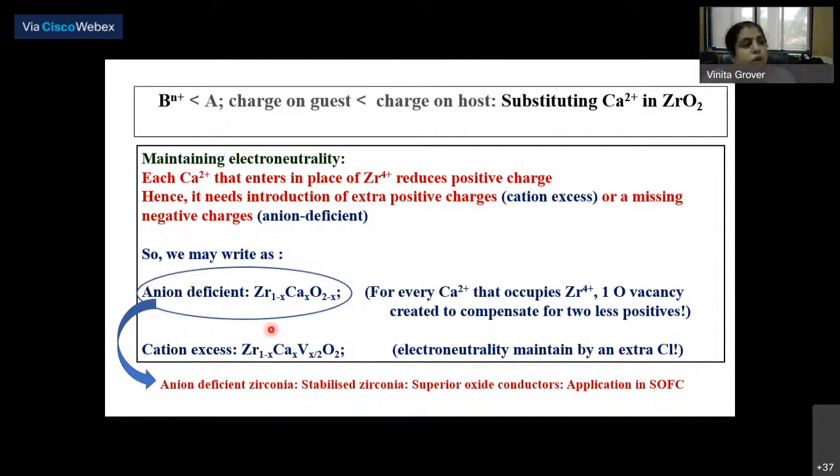Now, cation excess, all of you have heard of aluminosilicates. You have silica, Si4+ ion, which is replaced by Al3+ ion. Now, when the higher charge ion is replaced by the smaller charge ion, again the same situation, the positive charge in the material decreases. So, you have to either increase the positive charge or decrease the negative charge. We have already talked about decreasing the negative charge. In aluminosilicate, it is the other thing that is followed, that is cation excess. And how does that happen?